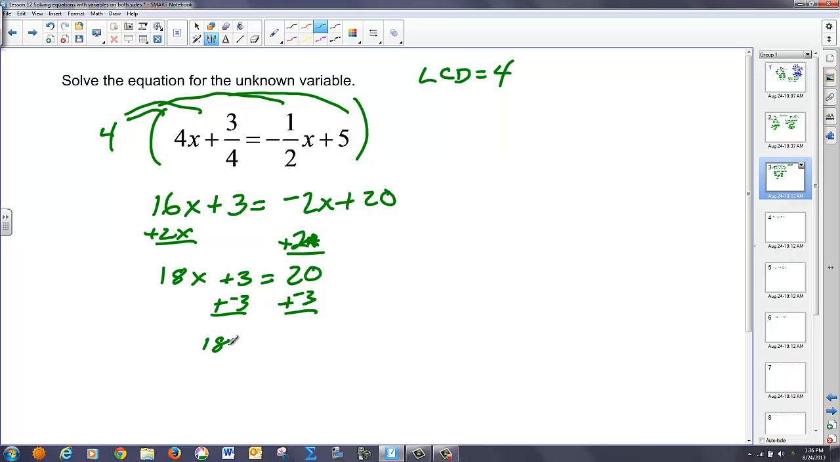I have 18x equals 17. And now I need to get rid of this multiplication of 18x. I can multiply by 1/18th, and I'm only doing 1/18th because it doesn't go into 17 evenly. So I'm going to get some kind of a fraction in the end. So 18 times 1/18th is 1x, and that's equal to 17 over 18, and the problem is done.